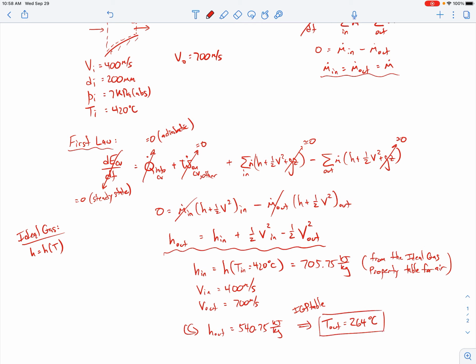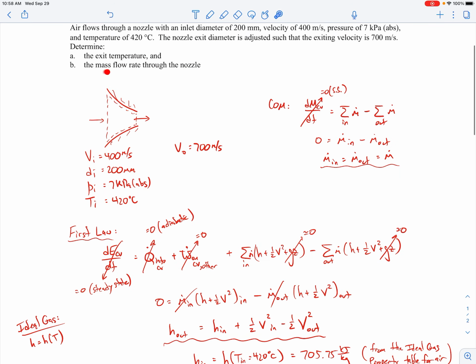Okay, so that first part is just a matter of using the first law and recognizing that for an ideal gas, the specific enthalpy is a function only of temperature. Then the other thing you have to be a little careful of is dealing with some unit conversions when you do the velocity squared and the specific enthalpy.